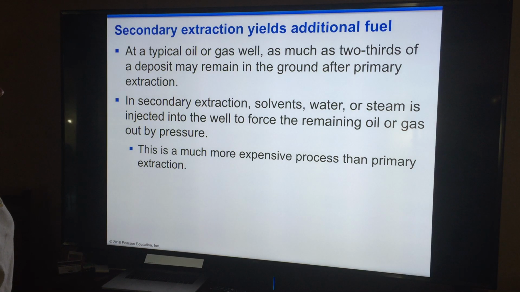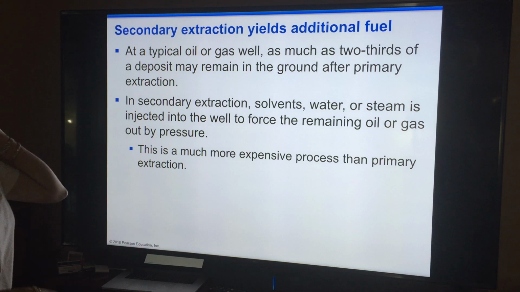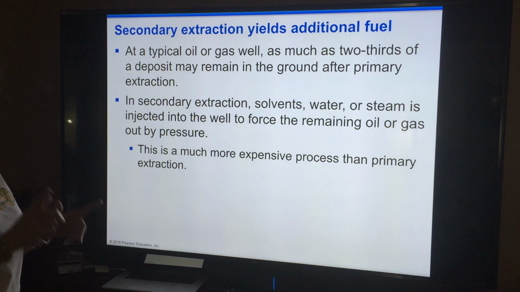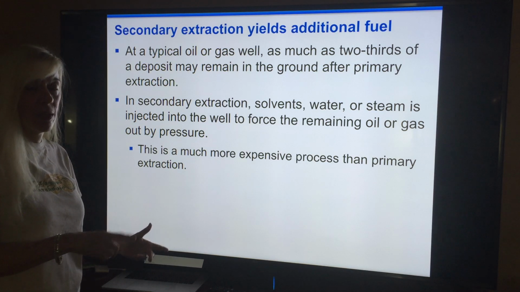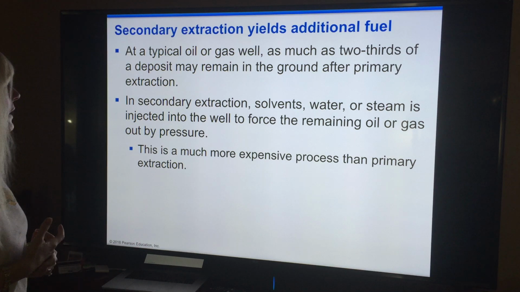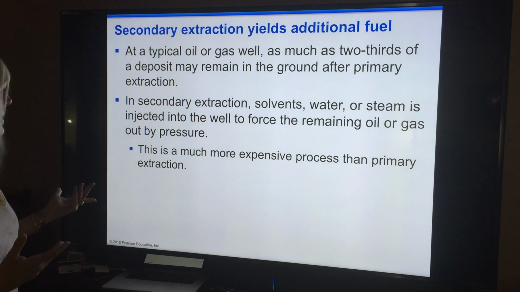So in a typical oil or gas well, as much as two-thirds of deposits may remain in the ground after primary extraction. Because first we take the easy stuff, then we go back and get the hard stuff when the money is right. So in other words, when the cost is worth the effort. In secondary extraction, solvents, water, or steam is injected into the wells to force the remaining oil or gas out by pressure.